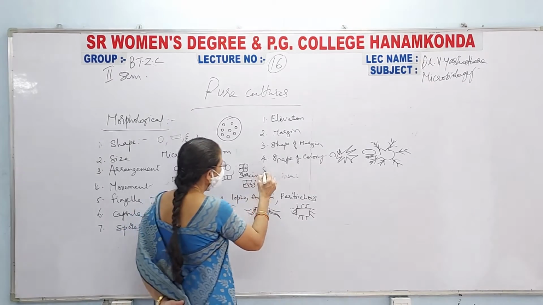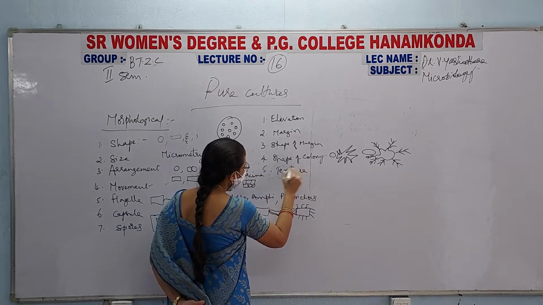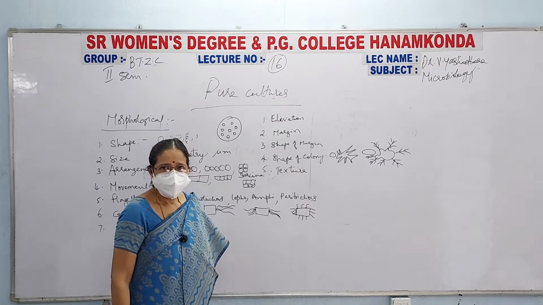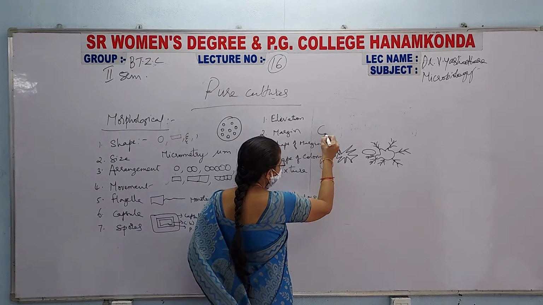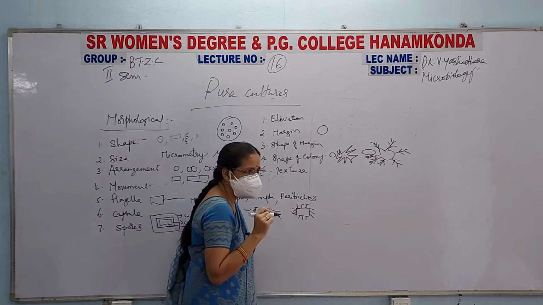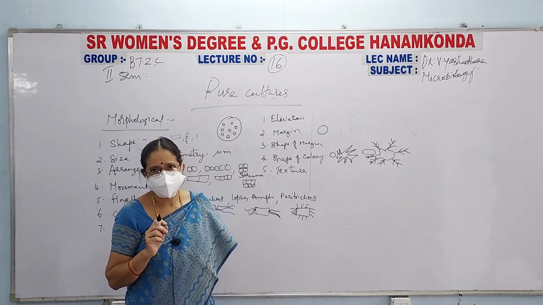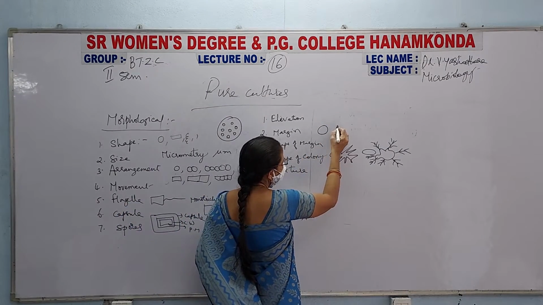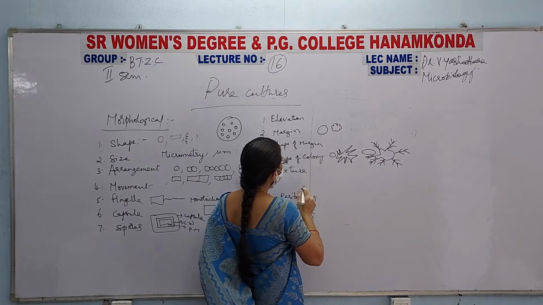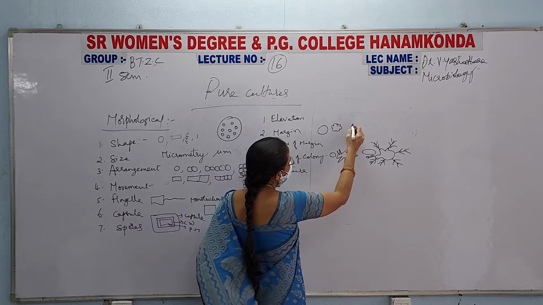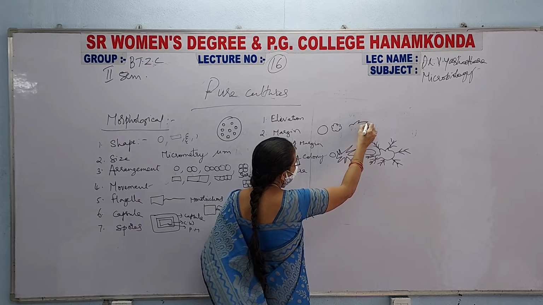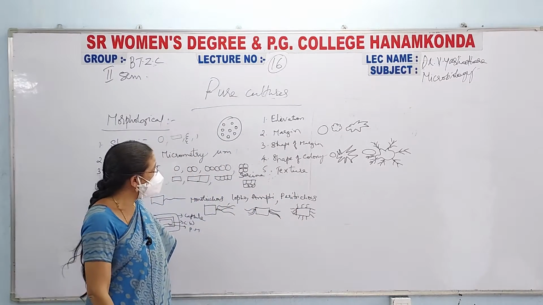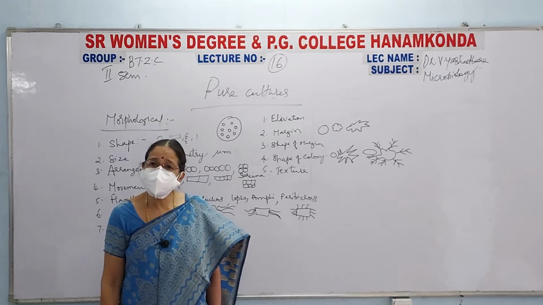Now, coming to the next one, see here, coming to the margin of the colony. This round thing is known as the margin. The margin of the colony may be smooth, or it may be wavy, or it may be of irregular shape. The colony margins may be smooth, wavy or irregular.